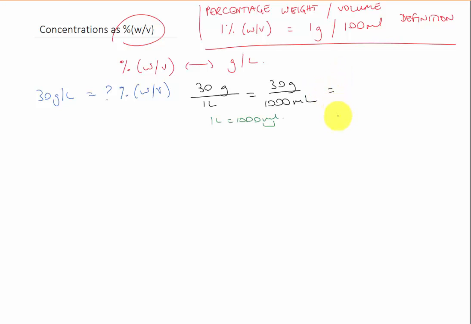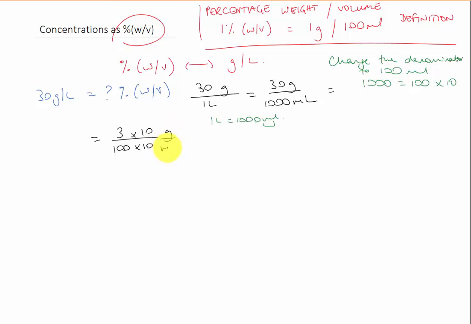Okay, so now this is just a fraction that we can play with as much as we want, and we want to change the denominator to be 100 millilitres. Okay, because that's the definition. And 1,000, let's write that here, 1,000 is equal to 100 times 10. So let's do some factoring of the fraction. So 30 grams per litre is equal to 3 times 10 over 100 times 10 grams over millilitre.